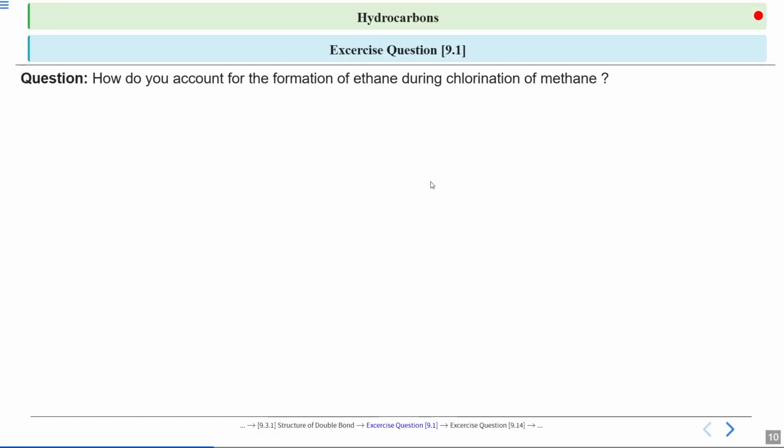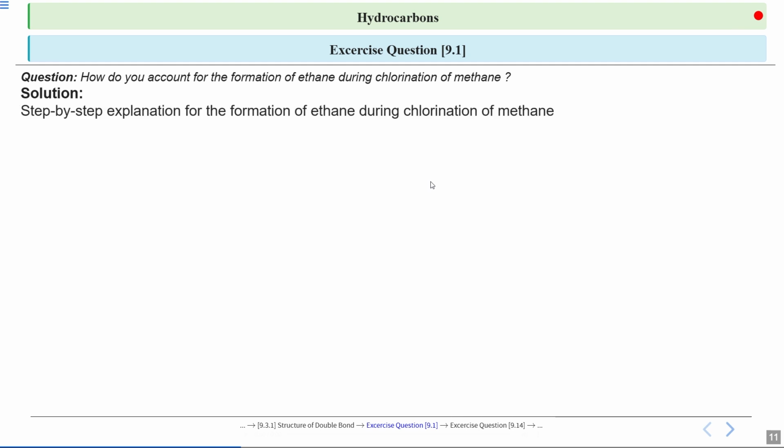Now, let us do NCERT exercise question 9.1. The question asks, how do you account for the formation of ethane during chlorination of methane? Let's have a look at the solution. To understand this reaction, we will break it down step by step. The first step is crucial as it sets the stage for the entire process. We will explore how the reaction begins and what initiates the transformation of methane into ethane.